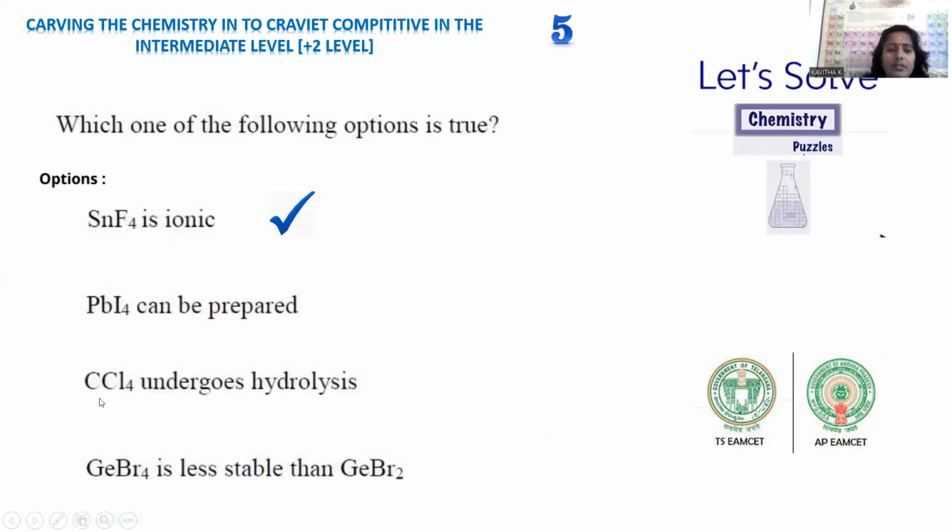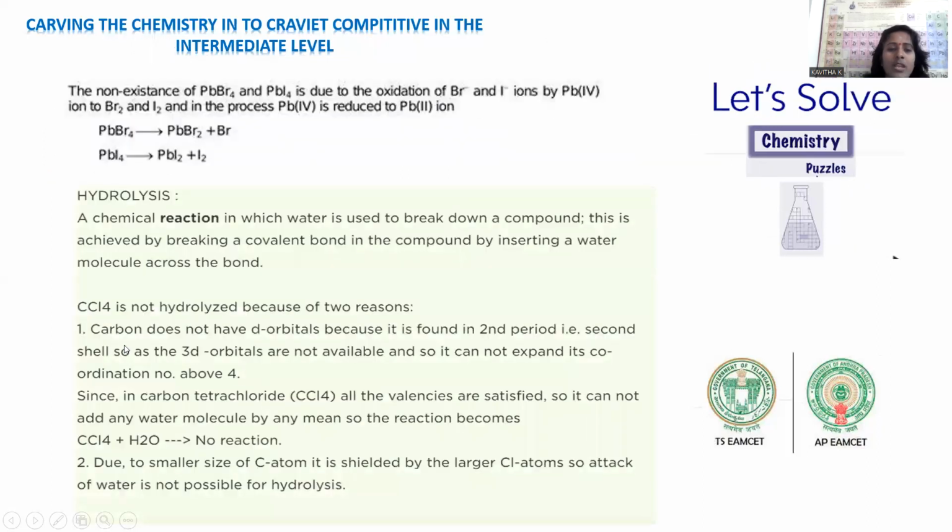And another one is that carbon tetrachloride undergoes hydrolysis. Let's see the explanation. Carbon tetrachloride is not hydrolyzed. There are two reasons to explain why hydrolysis of carbon tetrachloride is not possible. One is that carbon does not have d orbitals in its valence shell. Carbon's atomic number is 6 and its electronic configuration is 1s2, 2s2, 2p2. That's it, right? So d orbitals are not available, and electrons from the water molecule can't be accepted into vacant d orbitals. That is the first reason.